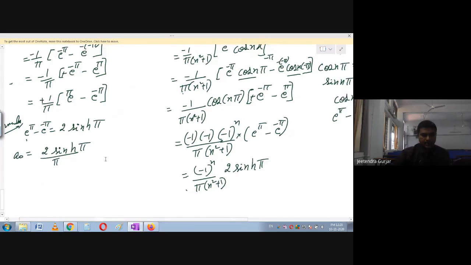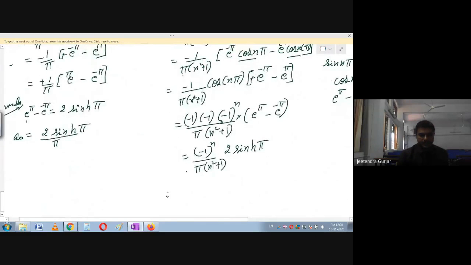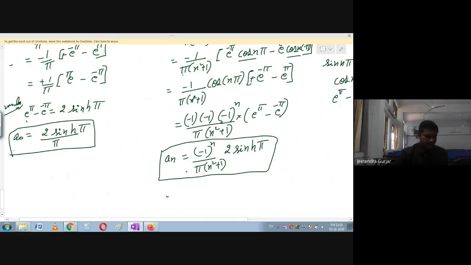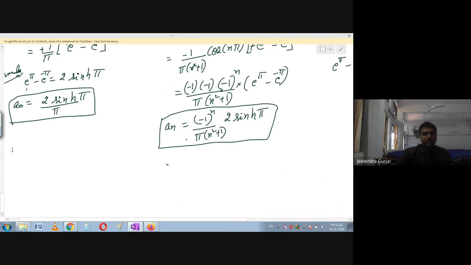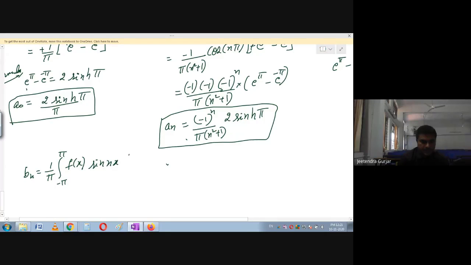You are going to get this, yes, it is a n. You can see you have calculated a naught and an. So further you have to calculate only the value, that is bn. Please calculate bn now. Yes, here c is equal to pi, therefore I am going to take 1 upon pi integration from minus pi to pi of f of x sine nx dx. So substitute the values here, students.